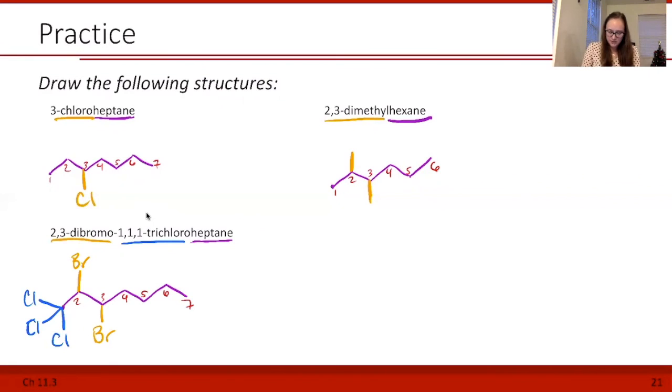Okay, so let's just double check. 2,3-dibromo. Okay, check. We have 2 bromines. 1,1,1-trichloro. 1, 2, 3. Beautiful. And we have 7 carbons long. Got it right there. Okay, so this is where we're going to be done talking about naming our substituted alkenes at this point, and I'll see you guys in the next video.